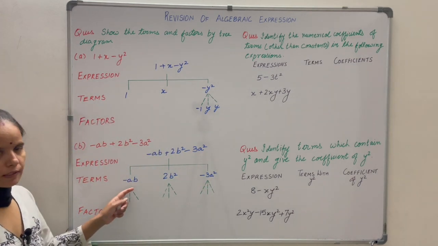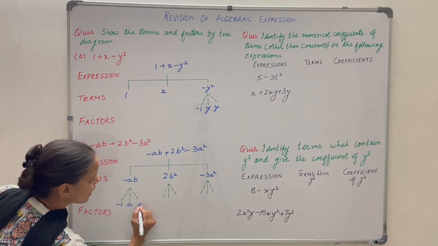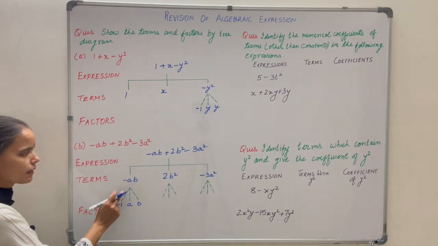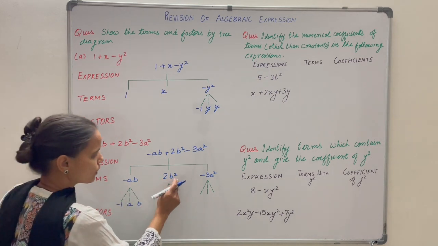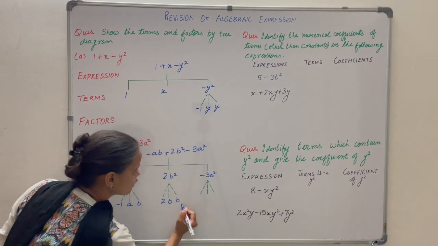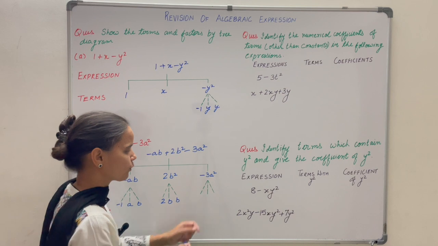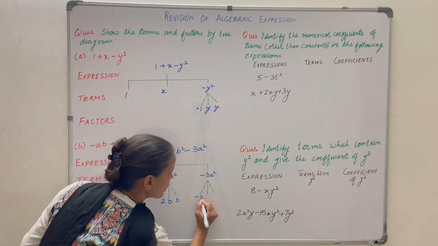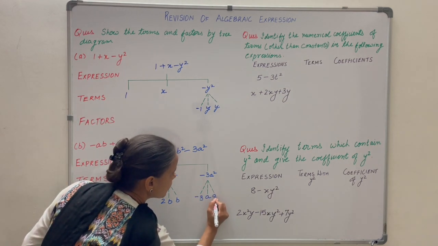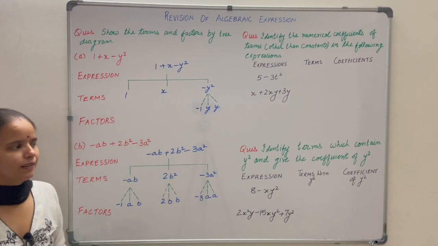So what are the factors of this term? Minus 1, a and b. When you multiply these factors, you get minus ab. What are the factors for this term? 2, b and b. So when you multiply this, you get 2b square. Factors for minus 3a square? Minus 3 and a, a. So minus 3 into a into a is minus 3a square.